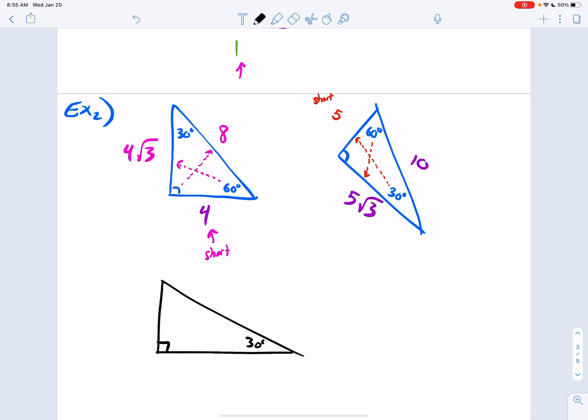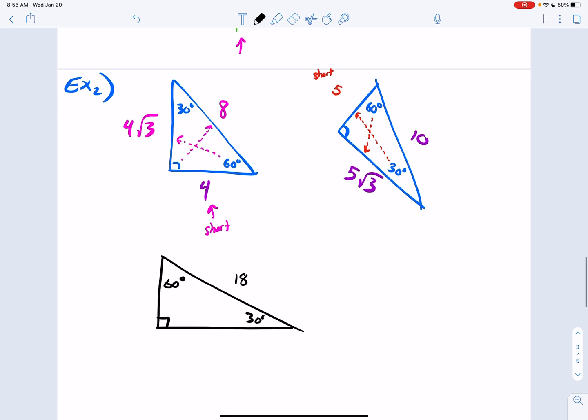Let's do 30 here and then 60 here. Pay attention to the angles, okay? What if I gave you 18 there? Think about what the other two sides are and then press play whenever you're ready. Okay, so here they gave us the hypotenuse, which is 18. I know that the short leg is opposite of 30. So if the hypotenuse is 18, remember the hypotenuse is double the short leg. So the short leg has to be half of it. So half of 18 is 9.